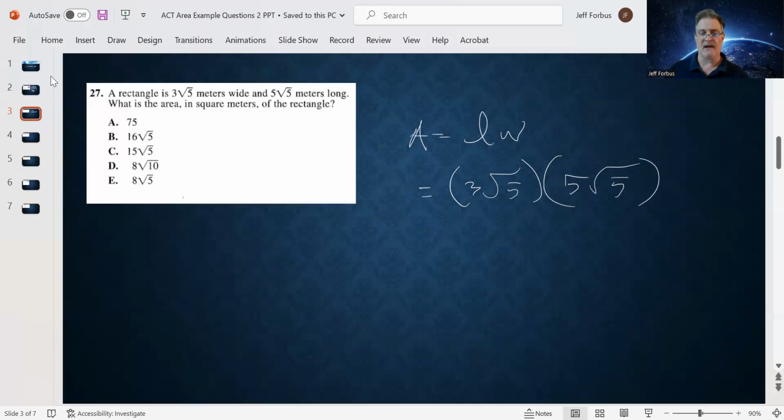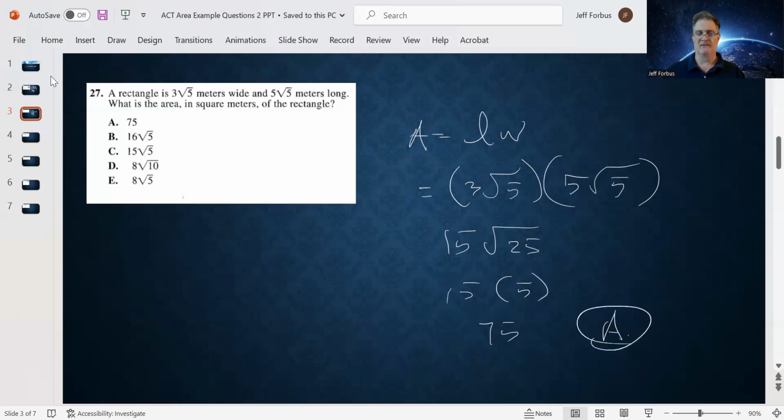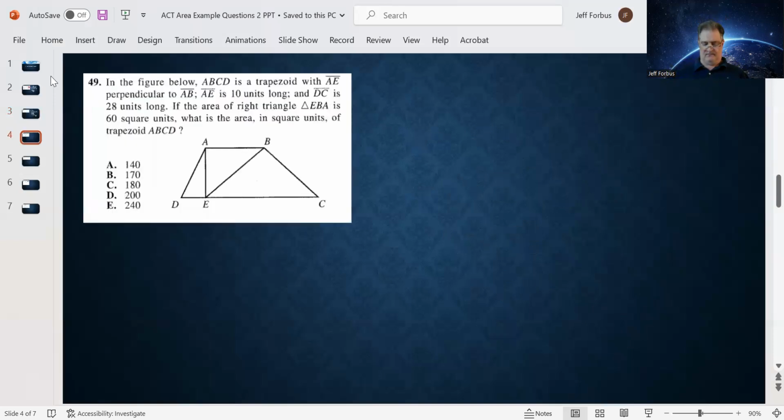Well, that's easy. 3 times 5 is 15. And then the square root of 5 times square root of 5 is square root of 25. And that's just going to be 15 times 5. 15 times 5 is going to be equal to 75. And that's going to lead us to answer choice A. That's nothing more than mechanical math, but it showed up on the test before. Let's go to our next one.